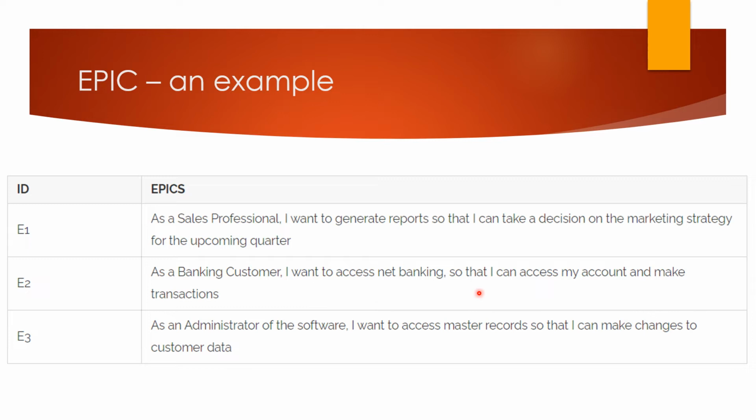You can roughly assume that an epic can be of a size of six months of work. So here a company wants to build a net banking website for a banking customer so that they can access the account and make transactions. Building a net banking website with reasonable features, you can consider as an epic. This is an example of an epic.